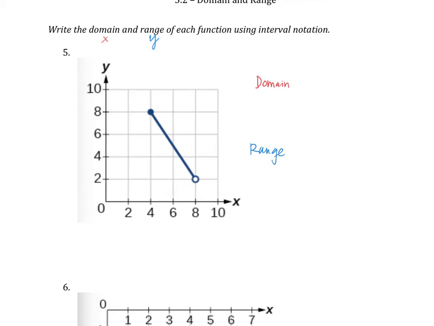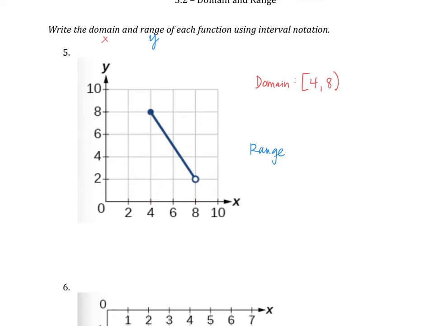So first, the domain. Domain is the x values. So what you want to do is you want to look down on the farthest left and the farthest right and look at where those points are. That is your domain. Your domain goes from 4 to 8. So there's a point everywhere between 4 and 8 on the x-axis. So your domain is 4 to 8. Notice I used the square bracket on the 4. That's because there's a solid circle there. And I used an open circle on the 8. And that's because there's an open circle there.